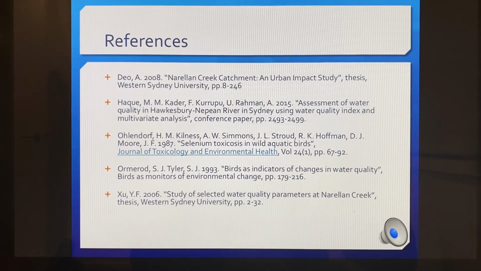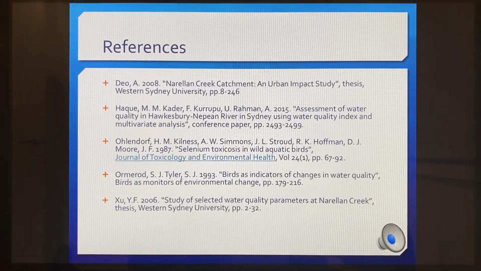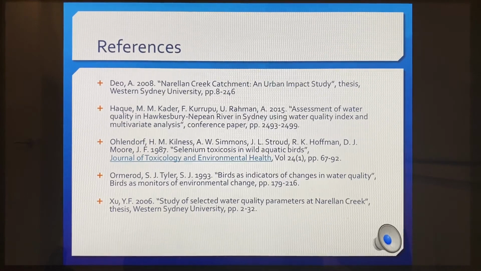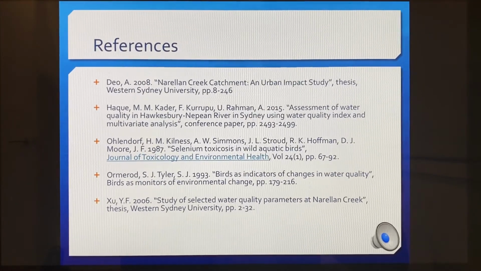This is a list of references that I have utilised in my literary review, as well as some that I will be utilising later on in the report as well.